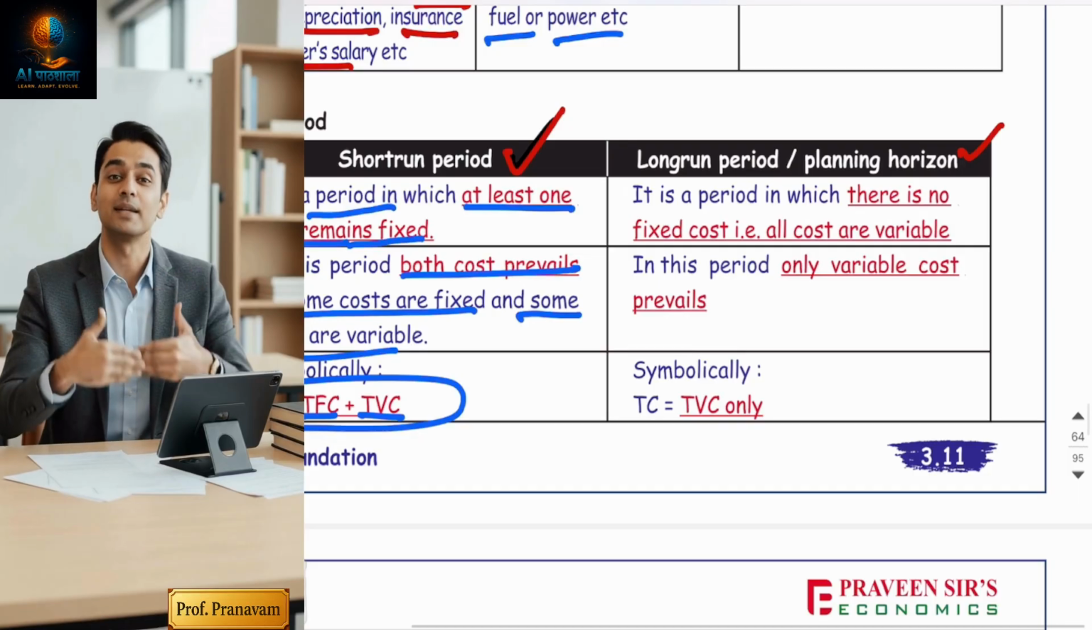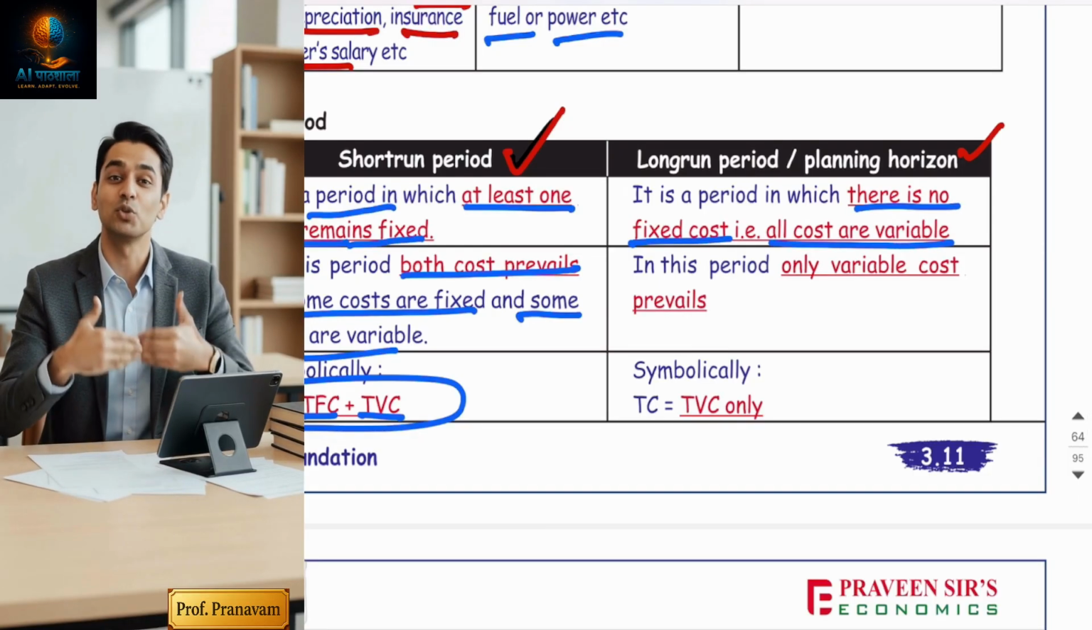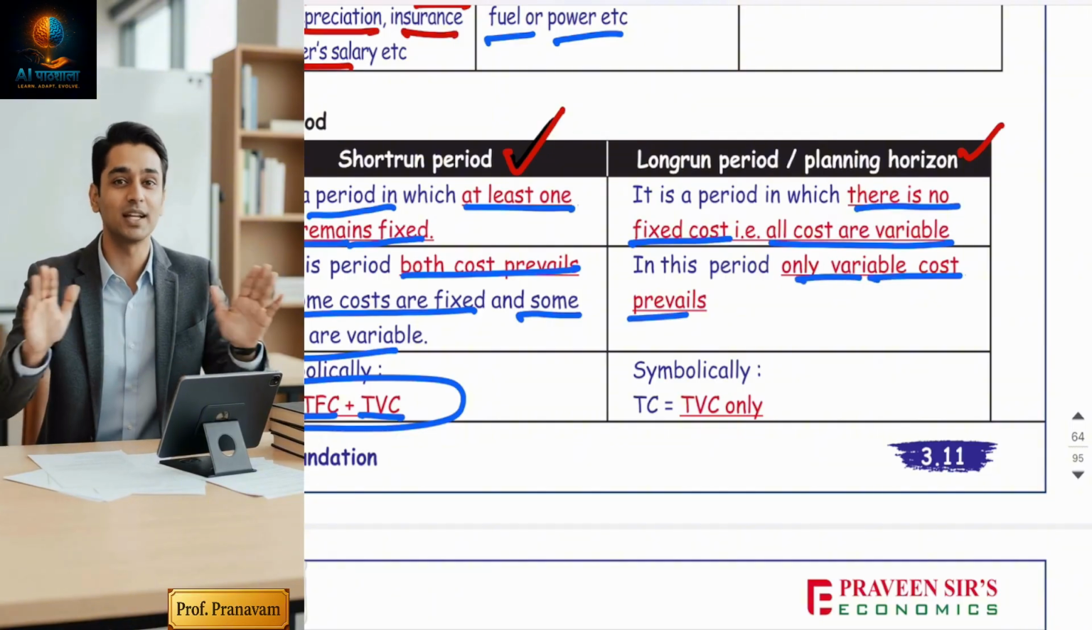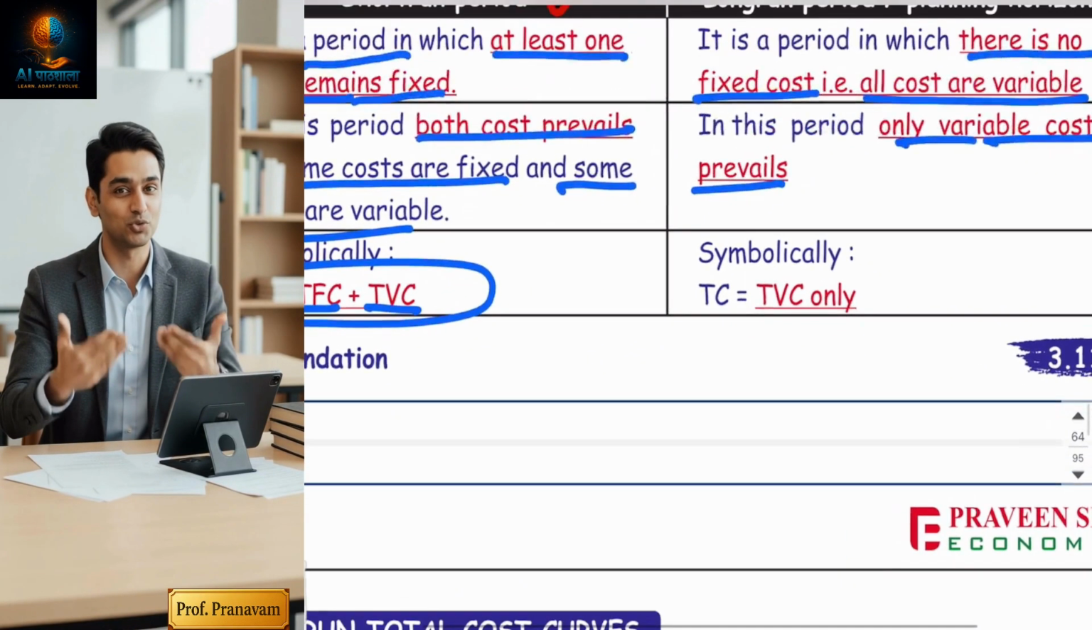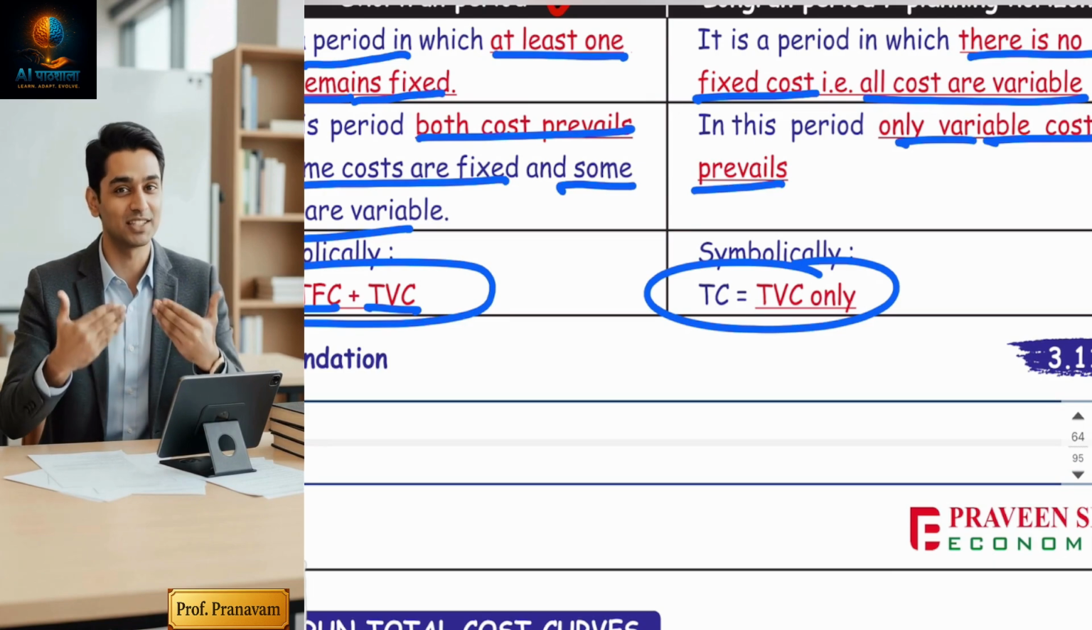So in the long run, all costs are variable. It is a period in which there is no fixed cost, means all costs are variable. In this period, only variable cost prevails. Am I correct? So symbolically, the formula for total cost will be total cost is equal to total variable cost only, because fixed cost is not there.